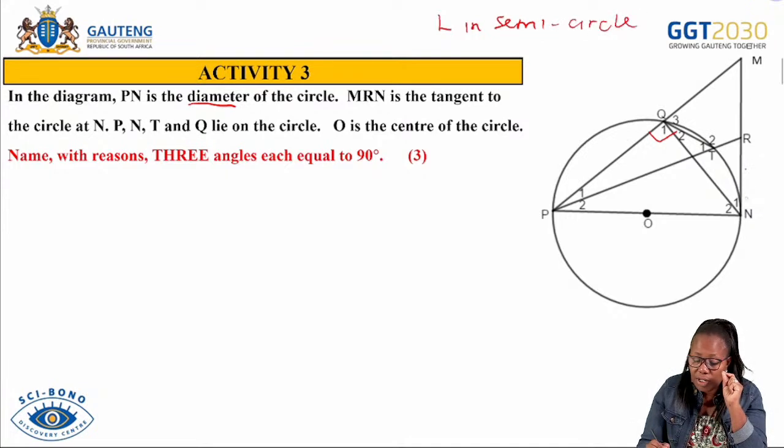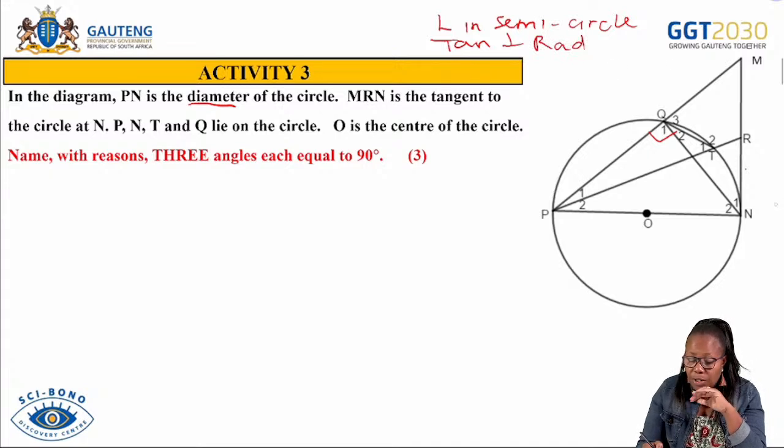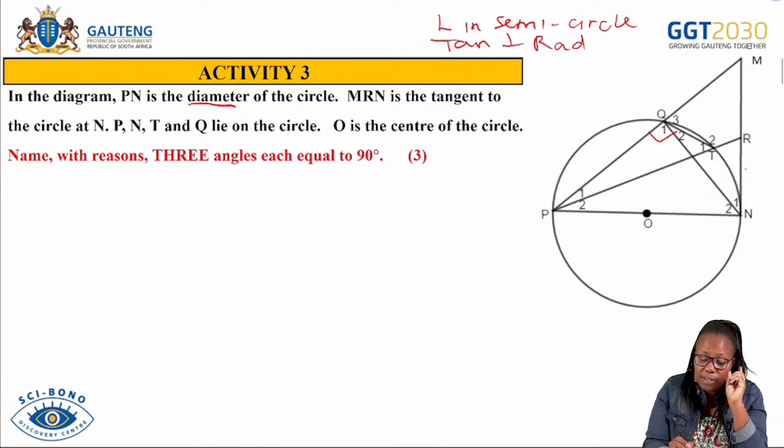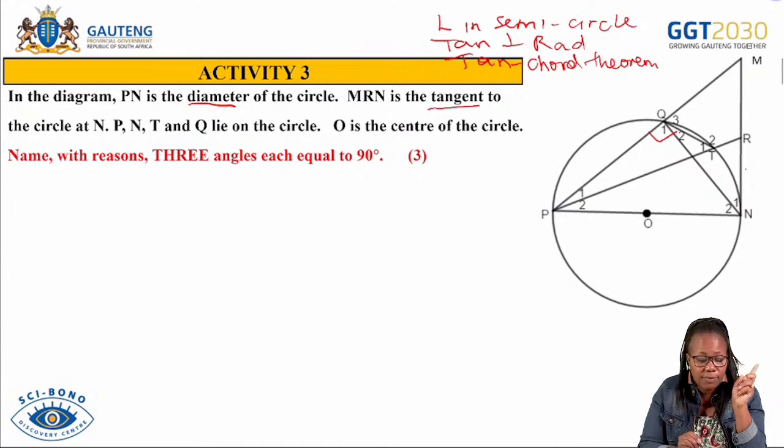MRN is a tangent. That means the minute you are given a tangent, you will check tangent perpendicular to radius. Is it applicable? Yes. Tangents from the same point? No. Do not assume PM is a tangent. And then do we have tan chord? We always have a tan chord where there's a tangent. Tan chord theorem. Okay, we have addressed the tangent given to us.